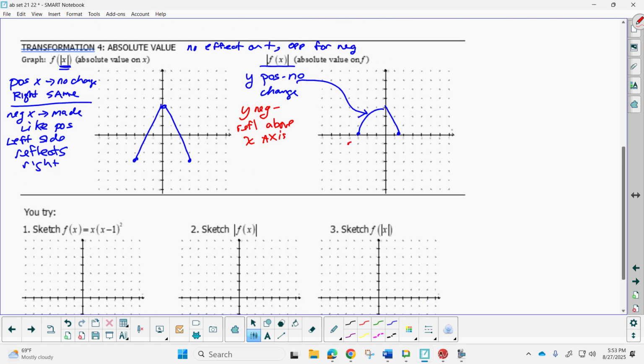The part of the graph that was here, I can't get a negative y out of that. There's no way to make that happen because of the absolute value. This part will be reflected up and it'll actually look like that. And this part of the graph that was here gets reflected up, and so it becomes positive. So those reflect above the x-axis.